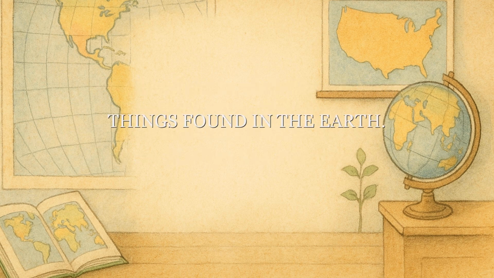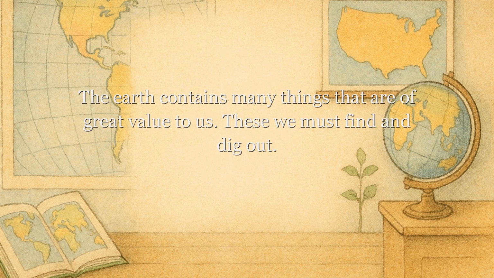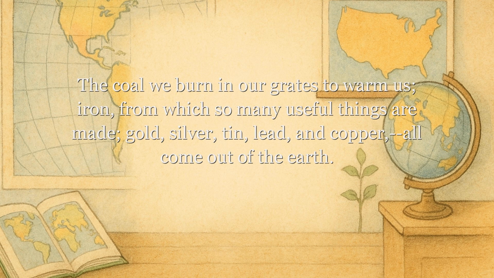Next, things found in the earth. The earth contains many things that are of great value to us. These we must find and dig out. The coal we burn in our grates to warm us, iron, from which so many useful things are made, gold, silver, tin, lead, and copper, all come out of the earth.